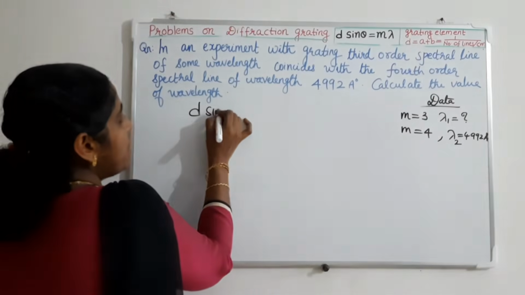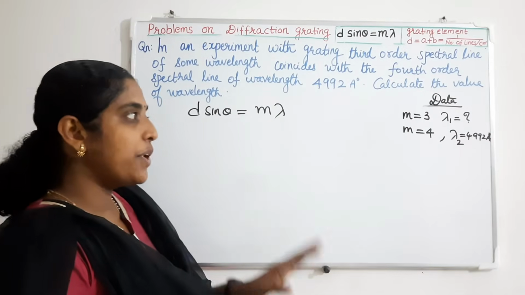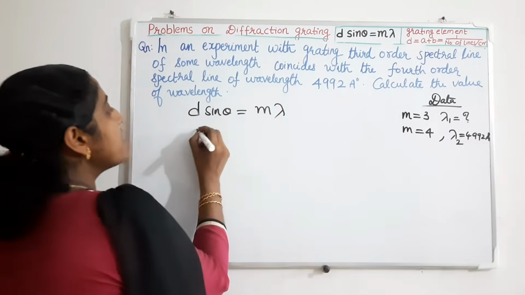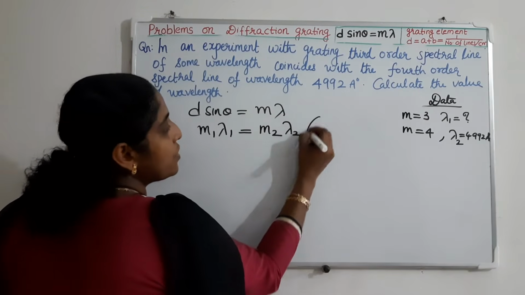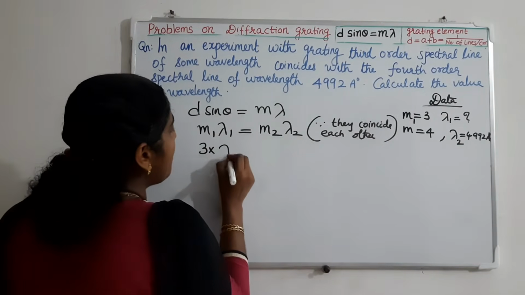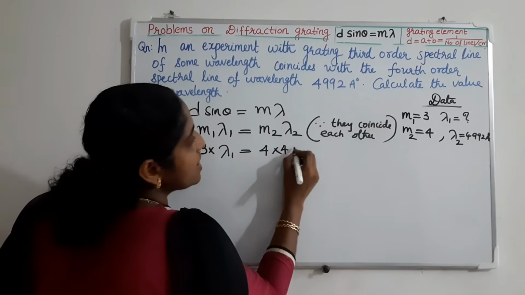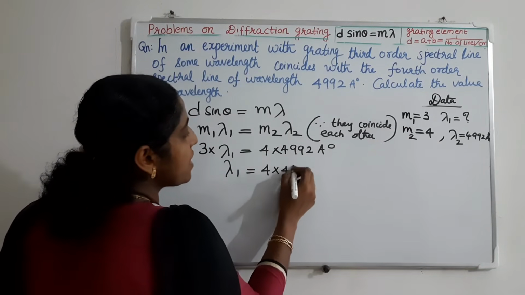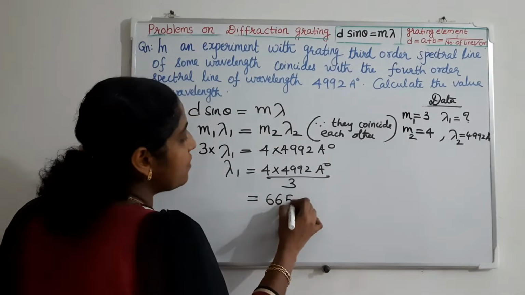From the grating equation, d sin theta is equal to m lambda. Here m equal to 3 corresponding to lambda 1 and m equal to 4 corresponding to lambda 2 coincide with each other. Since they coincide, we can write m1 lambda 1 is equal to m2 lambda 2. So m1 is 3, into lambda 1, is equal to m2, which is 4, into wavelength lambda 2, which is 4992 Armstrong. So lambda 1 is equal to 4 into 4992 Armstrong divided by 3, that is equal to 6656 Armstrong.